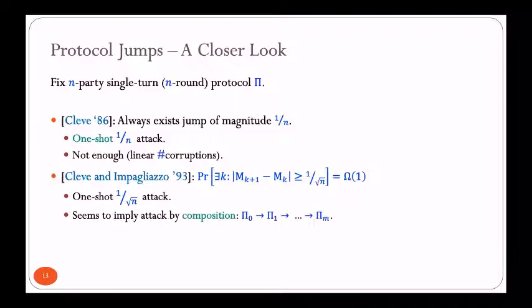And this seems to imply an attack by composition, right? We will take our initial protocol pi_0, we attack it, increasing the expectation by 1 over square root n. Then we take this resulting protocol, attack it, and we do this iteratively again and again and again, every time increasing the expectation by 1 over square root n. Thus, completely biasing the protocol by only square root n such iterations. But unfortunately, this doesn't work, right? Since we're guaranteed that there exists a jump of magnitude 1 over square root n, but we are not guaranteed the direction of that jump. So it might be the case that pi_0 has large jumps upwards.